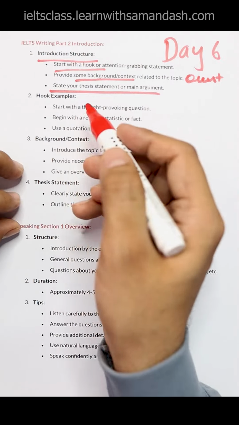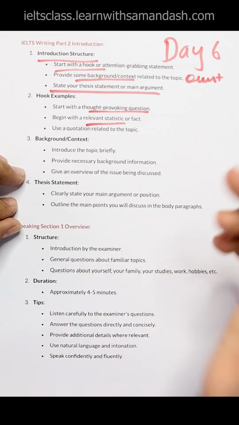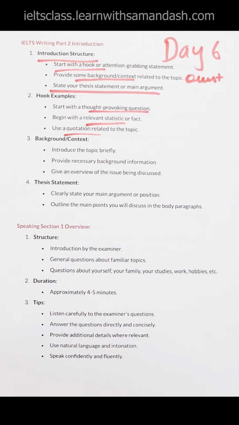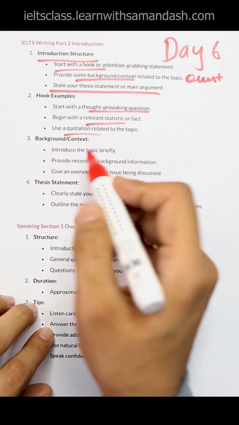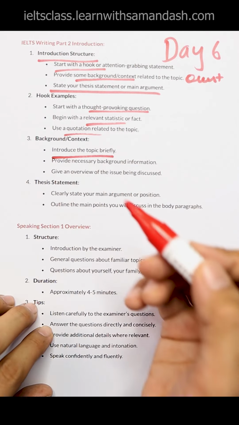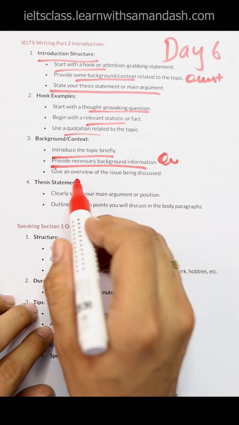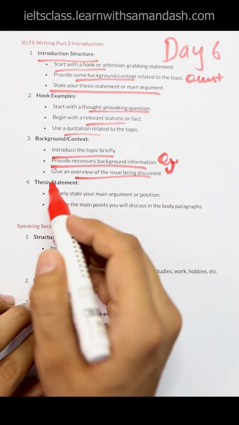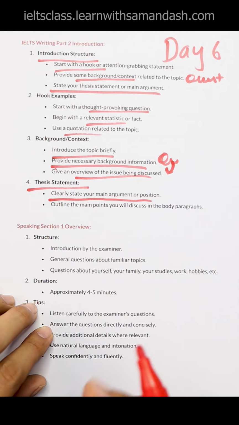And hook examples, as you can see here: start with a thought-provoking question, relatable statistics, or quotations can also work actually, because it's a nice opening, you can say that. And a background statement: introduce the topic properly and briefly, provide necessary background information, which is always from the question, and an overview of the issue discussed. Again, part of the question in a way. The thesis statement has to be as clear as possible. Basically what you want to say.